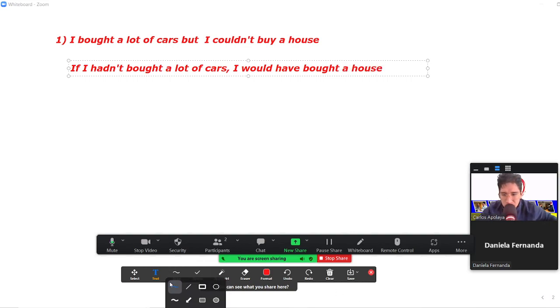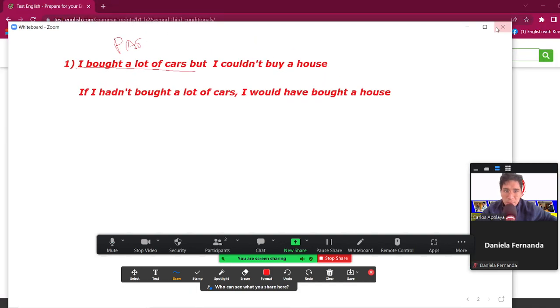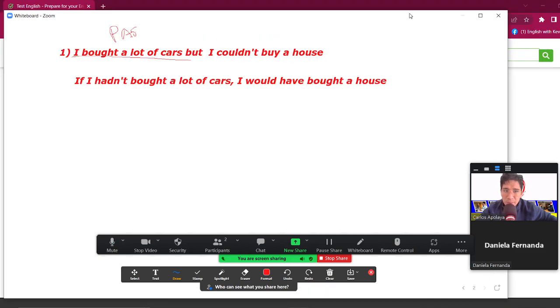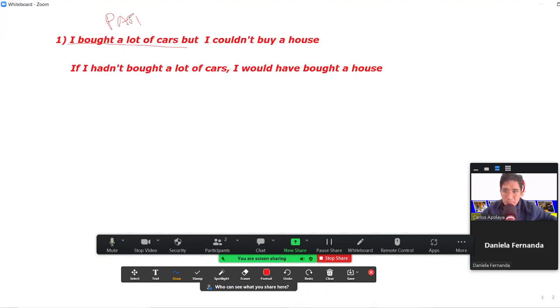¿Qué hiciste? Súper sencillo, ¿no? La situación está en el pasado, ¿en qué va a ir ahora? En past perfect. Si está en negativo, va en afirmativo. Súper sencillo. Una más, a ver.